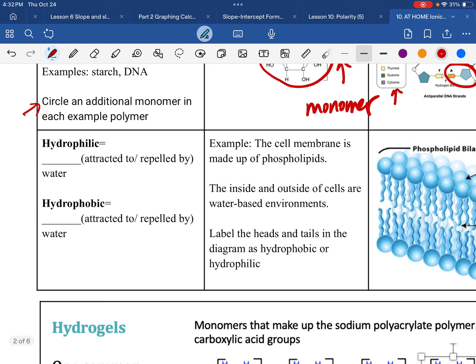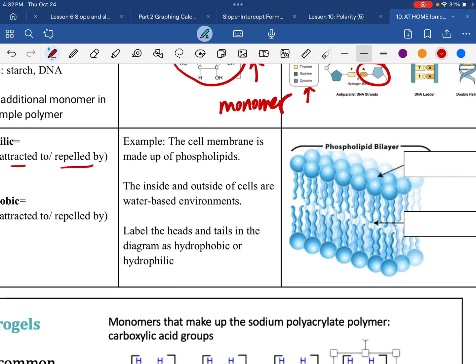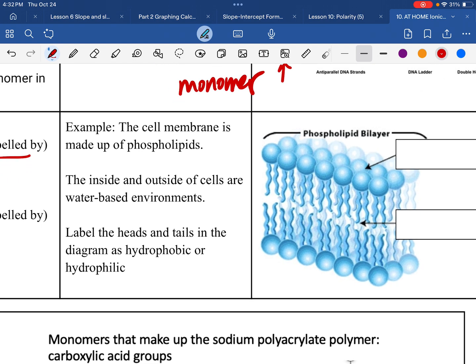Let's see, other terms. Hydrophilic and hydrophobic. See if you can guess, and then you can look up online. One of these terms means attracted to water, and one means repelled by water. So figure that out and look it up online. An example is the cell membrane.